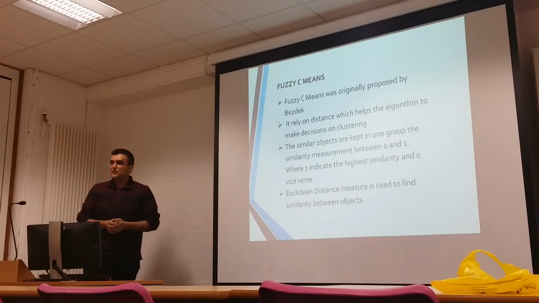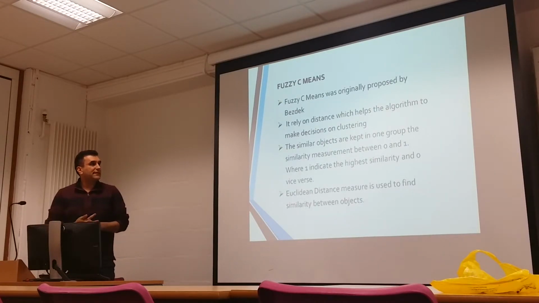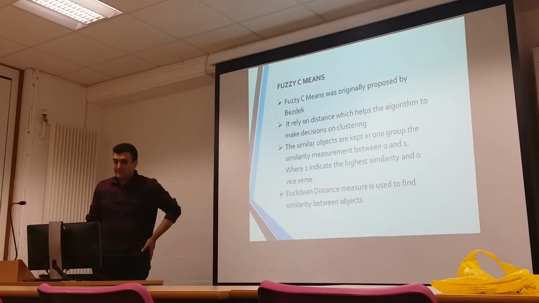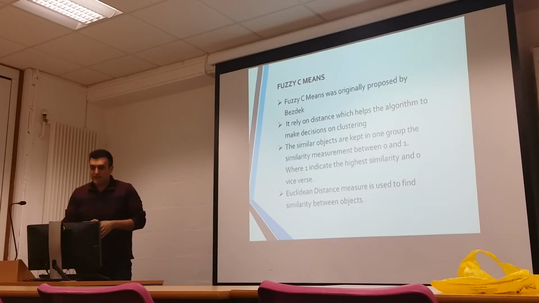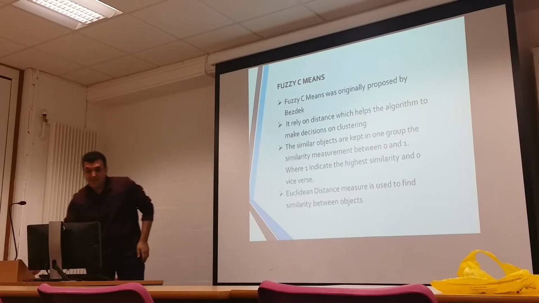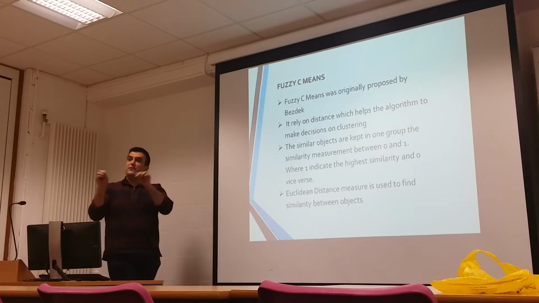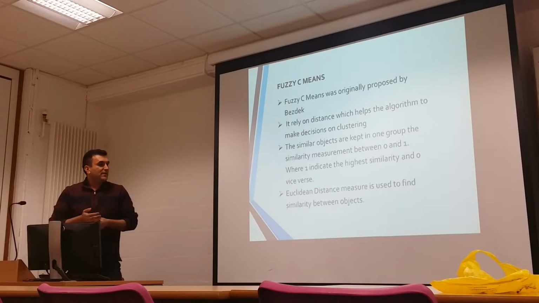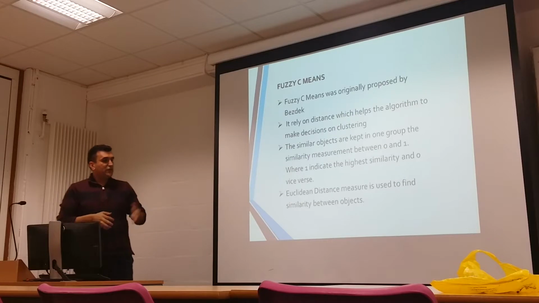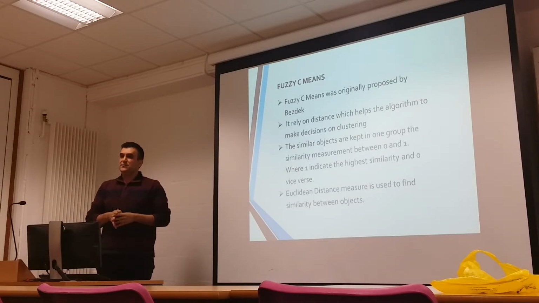Let's move to the first part of my proposed work, which is fuzzy clustering means. Fuzzy clustering means was originally proposed by Bezdek in 1981, and it basically relies on measuring distance to decide which group a data point belongs to. They also measure the similarity between data points. When it is 1, it means there's a high similarity between these data points, and when it becomes 0, it means there's a high dissimilarity between these two data points or two groups. And Euclidean distance is used for measuring the distance between data points.